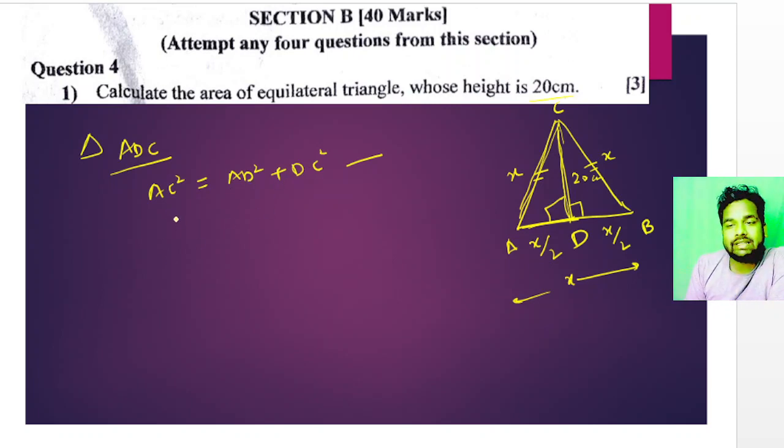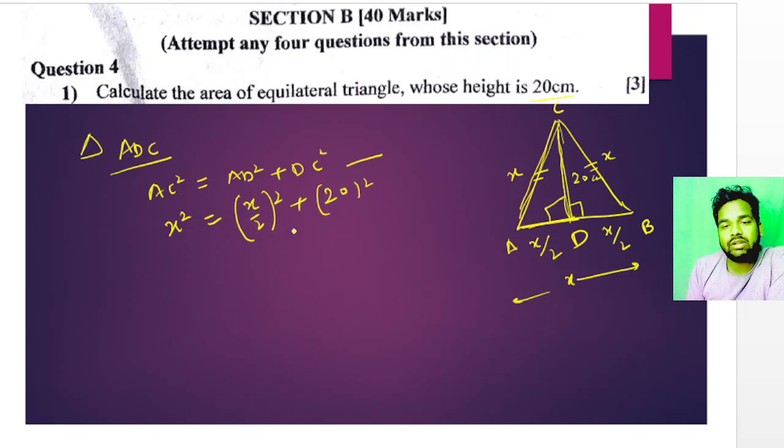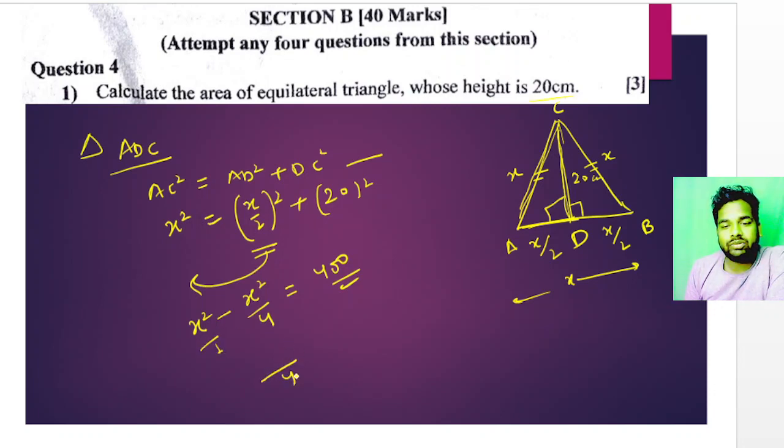AC is x, so x square is equal to AD, that is x by 2 the whole square, plus the height which is already given, 20 the whole square. Now bring x by 2 the whole square to this side. So it is going to be x square minus x square by 4 is equal to 400. I think up to here it is okay. Now take the LCM, that is 4, so 4x square minus x square is equal to 400.